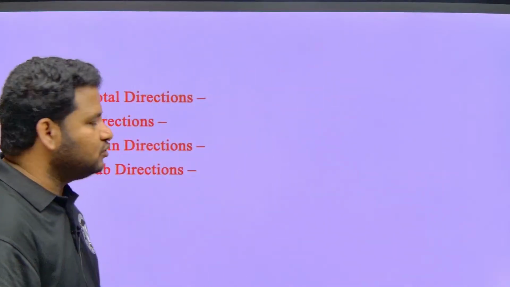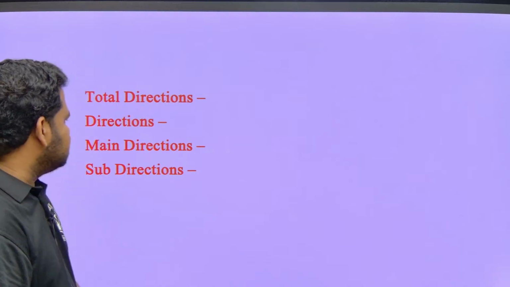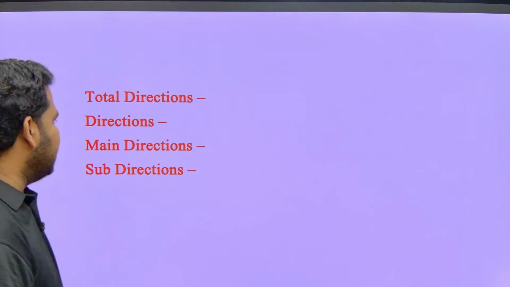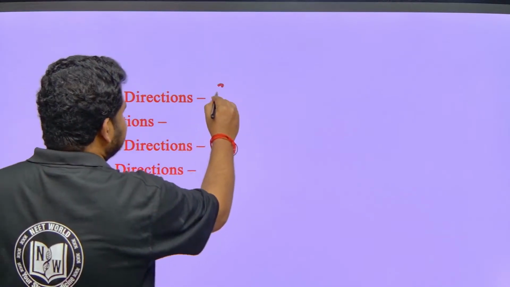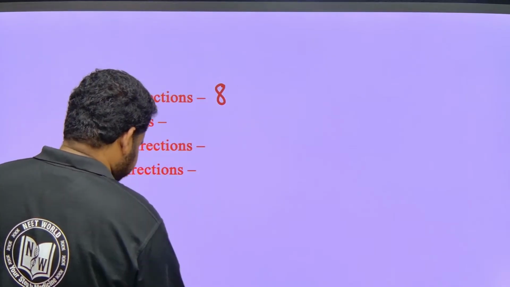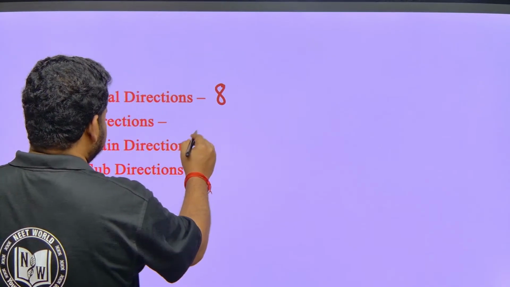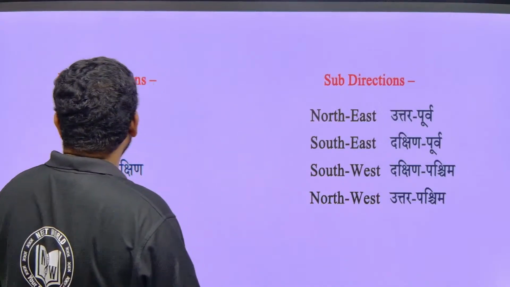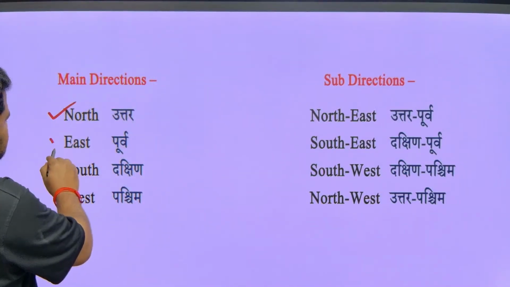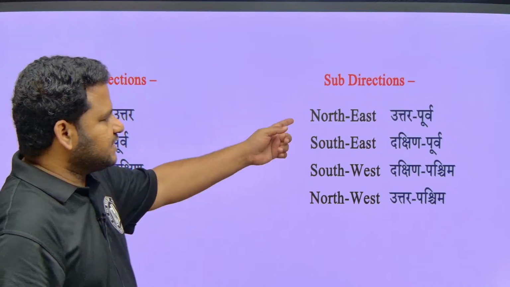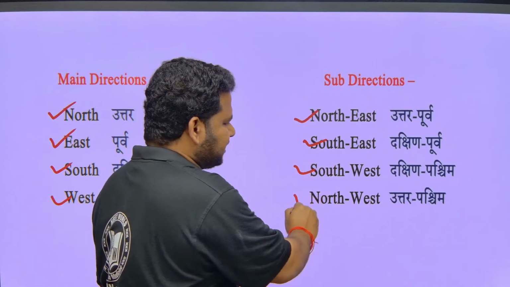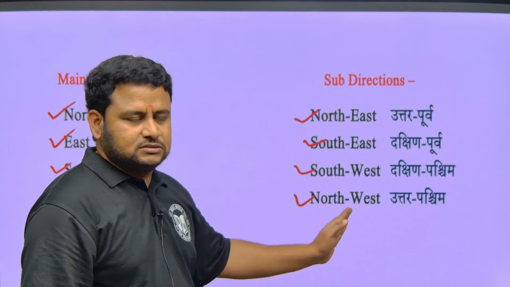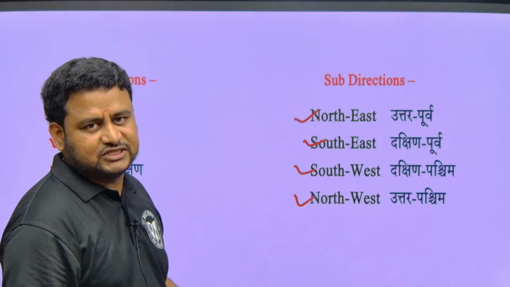First of all we should know some basics when it comes to directions. You may think that there are 4 directions, but actually there are 8 directions. Out of these, the main directions are 4 and the sub directions are 4. The main directions are north, east, south, west, and the sub directions are northeast, southeast, southwest and northwest. This is how we name the directions.